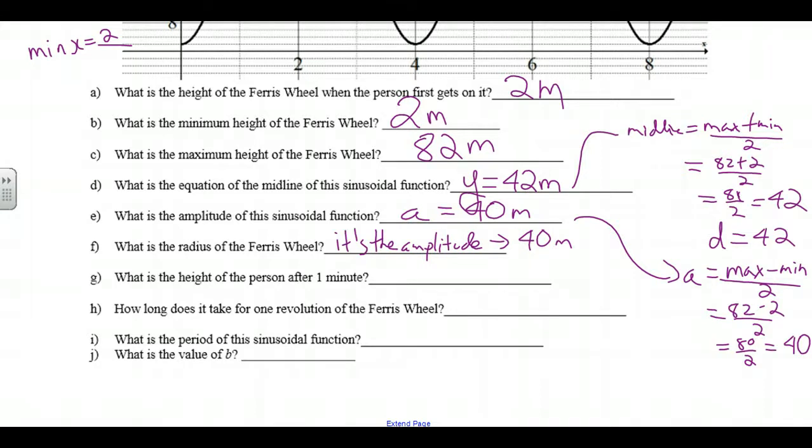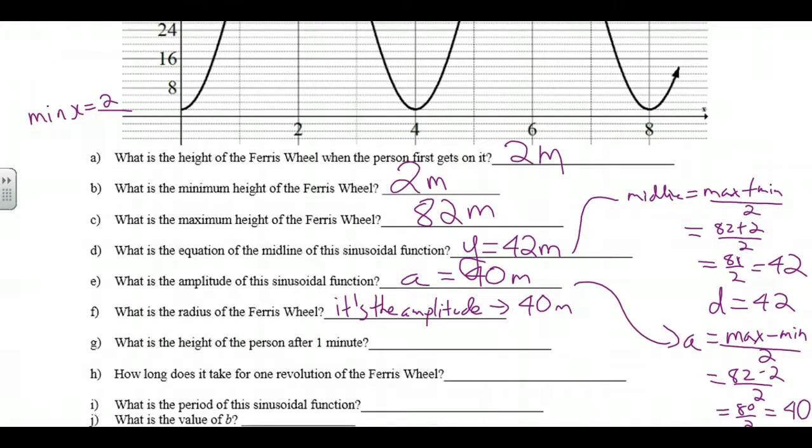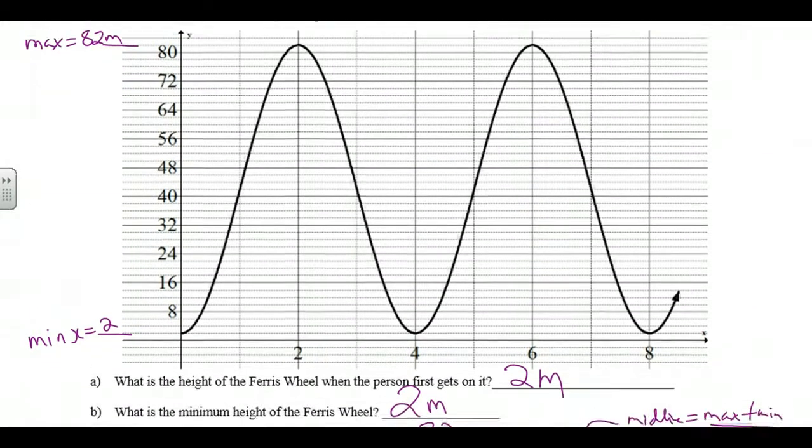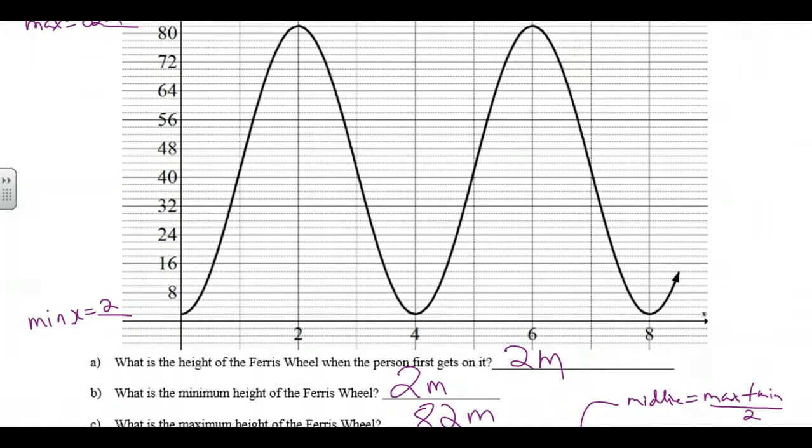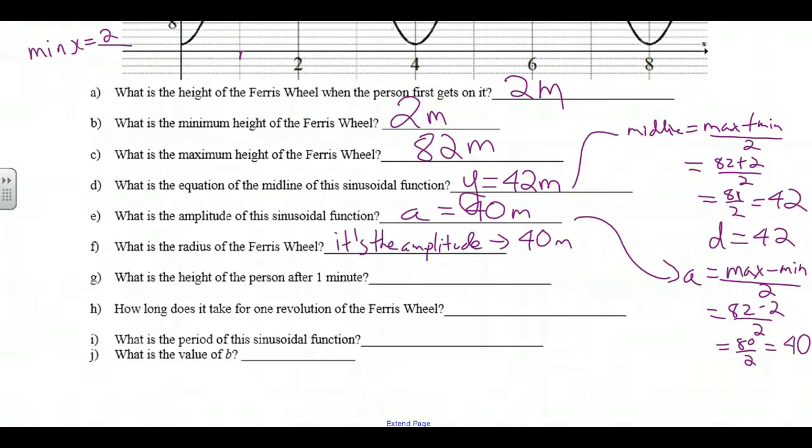right? What is the height of the person after 1 minute? Okay, now what's this measured in? I think it's minutes, right? Okay, so after 1 minute, we are at 40 meters. So you just look on the graph, you find 1, up to the graph, across, and we have 40. So the height after 1 minute is 40 meters.